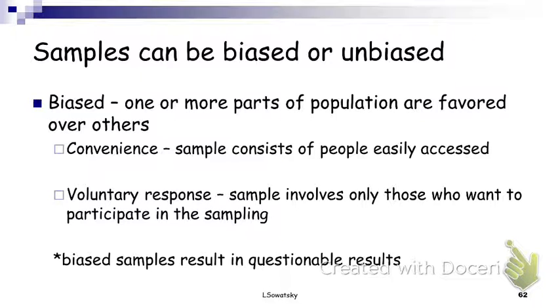A voluntary response sample involves only those who want to participate in the sampling. So maybe some people don't want to participate, but usually the people that have strong feelings, those are the ones that will answer. So sometimes that can give you biased results also. And you always have to question those. Are they good results? How much can you trust them?